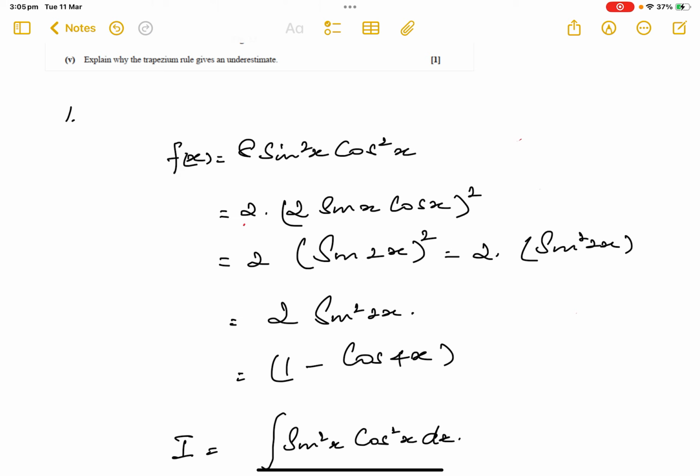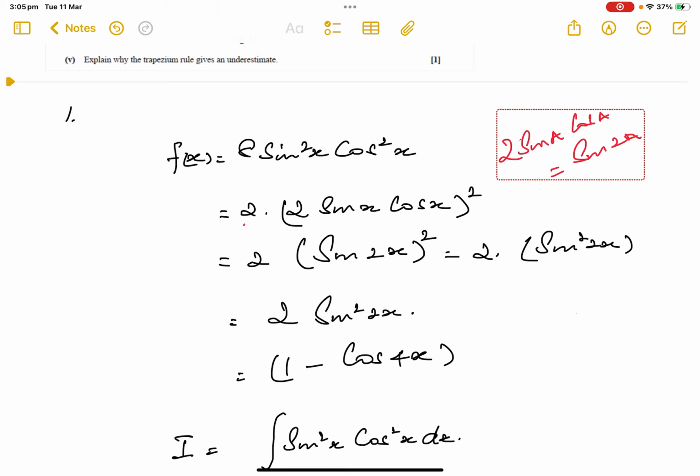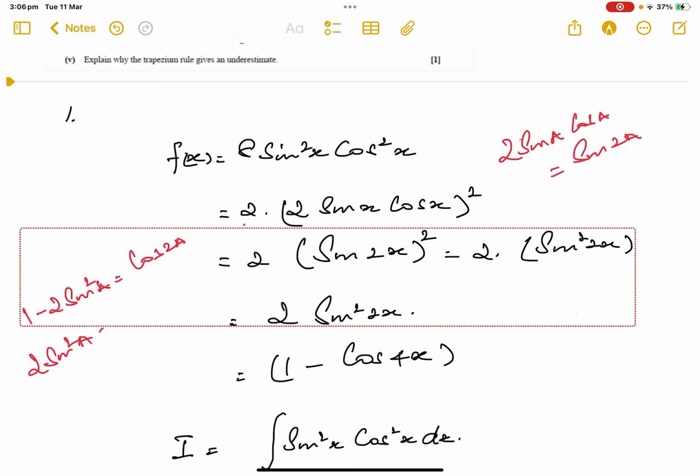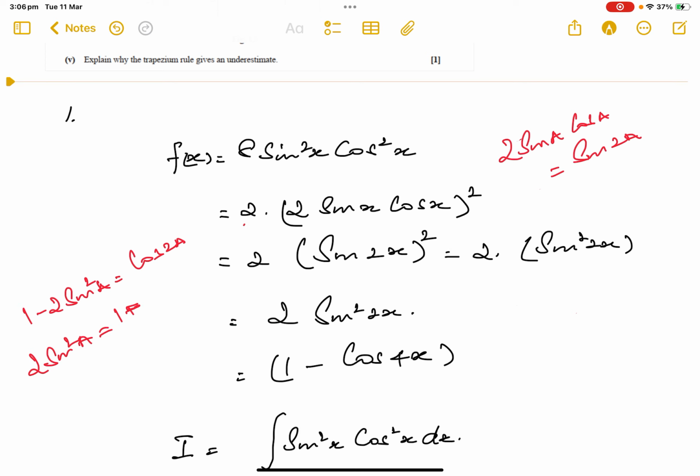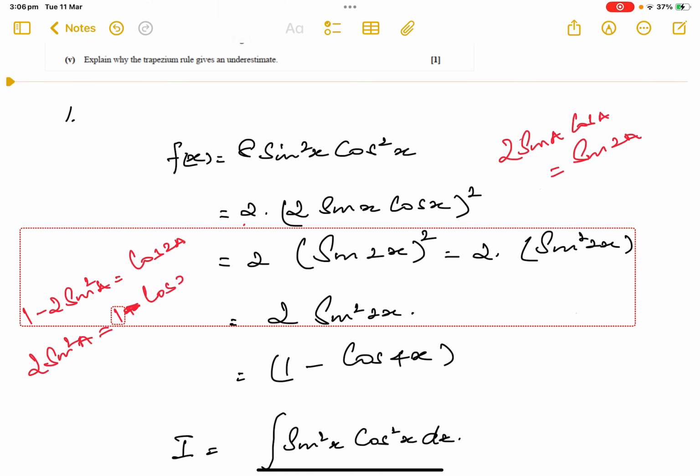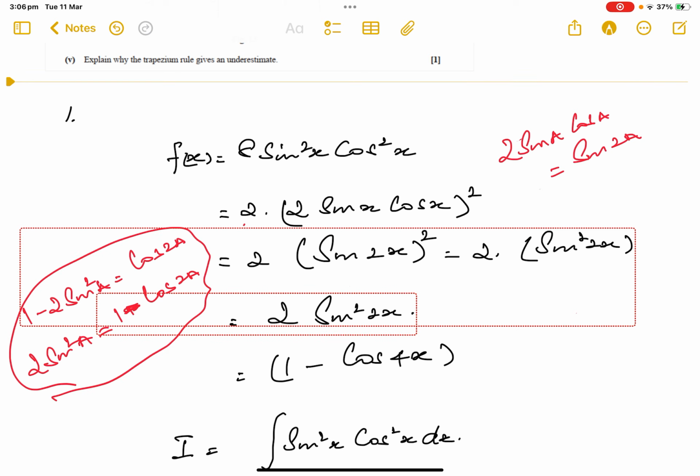Then we know 2 sine A cos A equals sine 2A. So that's what I did. So (2 sine x cos x) squared is sine 2x to the power of 2, and then 2 times sine squared 2x. We know 1 minus cos 2A equals 2 sine squared A. From that, 2 sine squared A equals 1 minus cos 2A. That is what I'm going to use here.